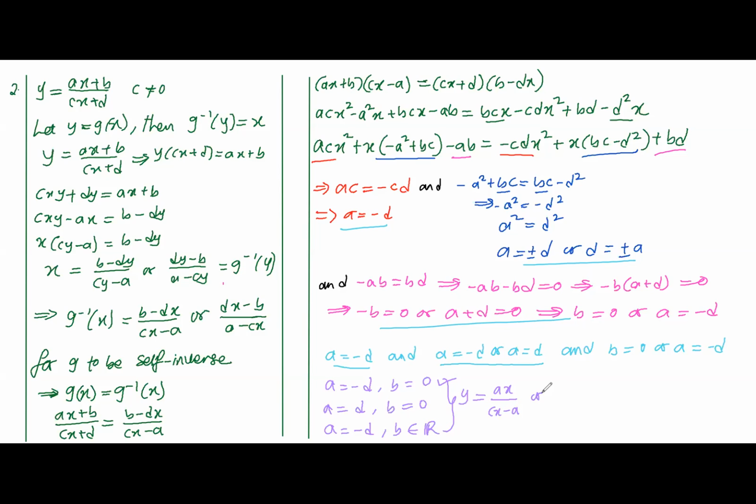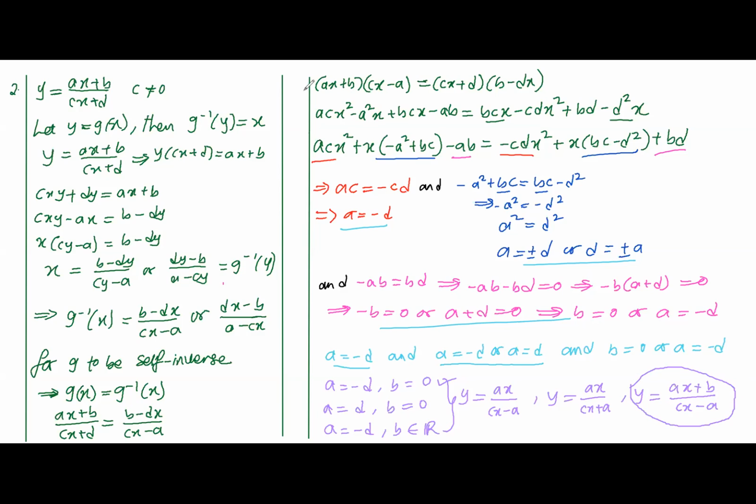The second option will be a is equal to d, but b is equal to 0. So I have ax divided by cx plus a. The third option will be when b is any number. So I have ax plus b divided by cx minus a. And b could be positive or negative. This is exactly the previous one of the exercise we did last time.